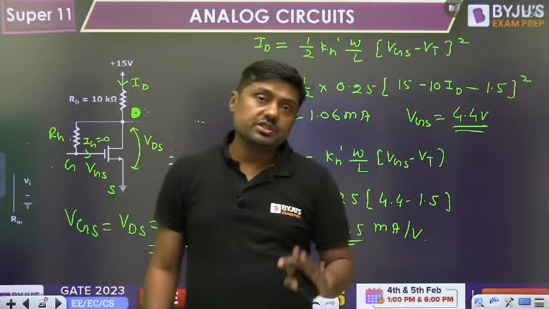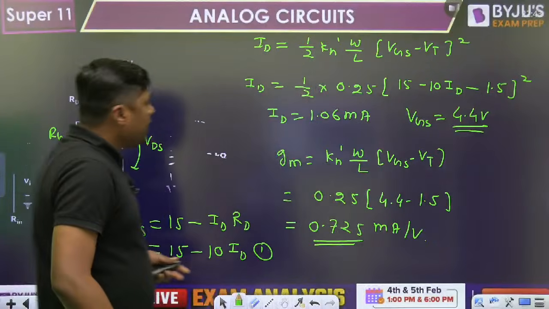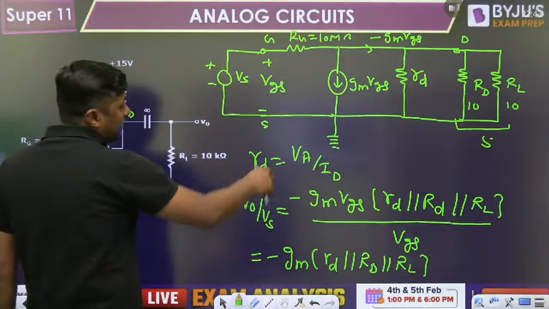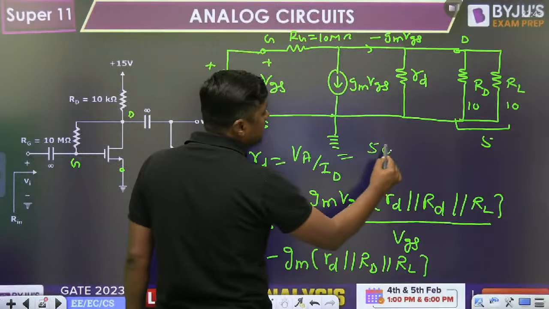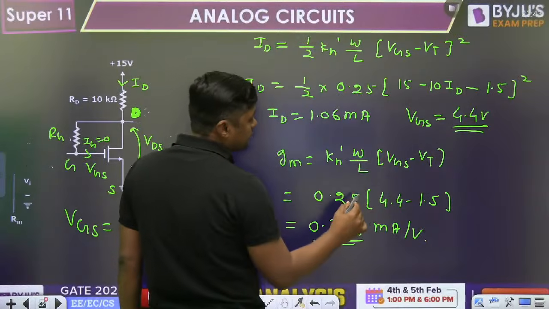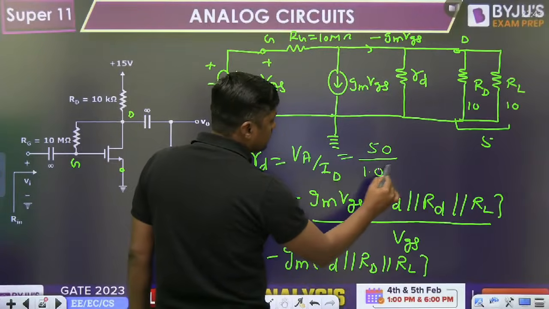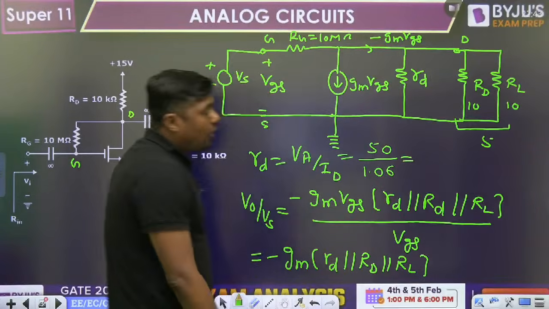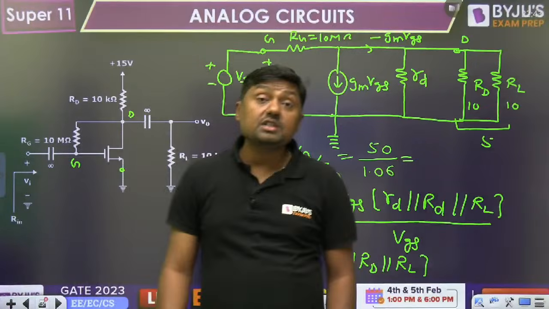Now, gm is known. Finally, you have to find the small rd. rd is VA, 50 volt, which is given, divided by ID. ID you have calculated as 1.06. Find the value of small rd, 47 kilo ohm.